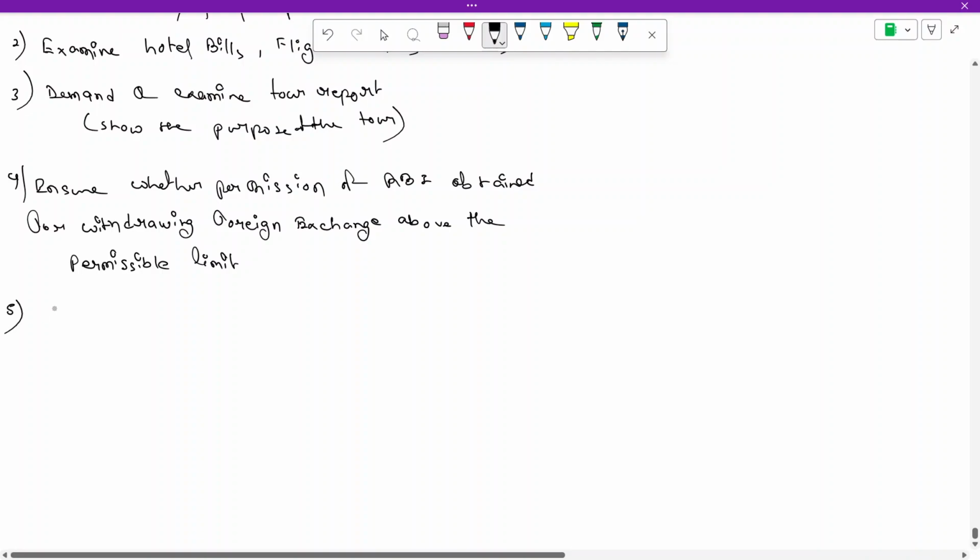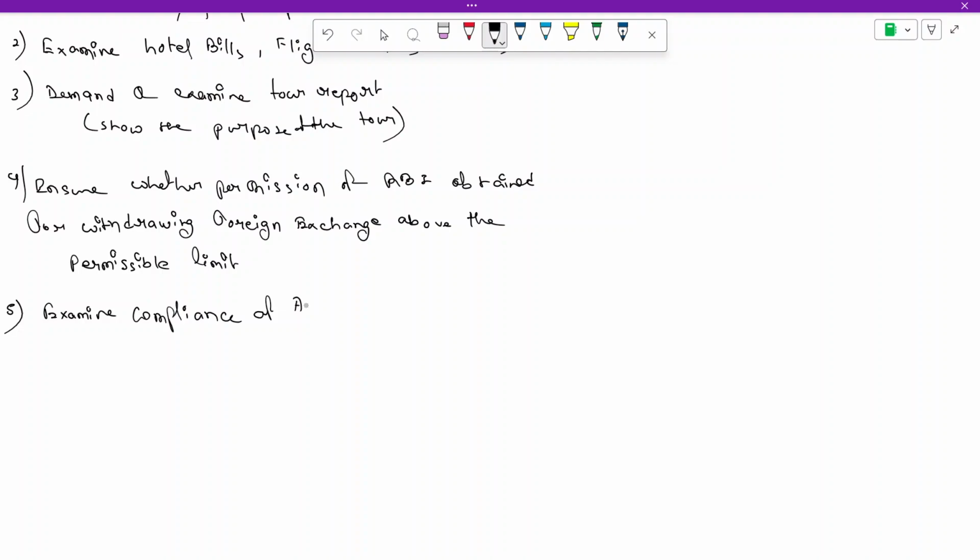Also, as this topic is connected with foreign exchange, na? So AS11 will be applicable. Examine compliance of AS11.